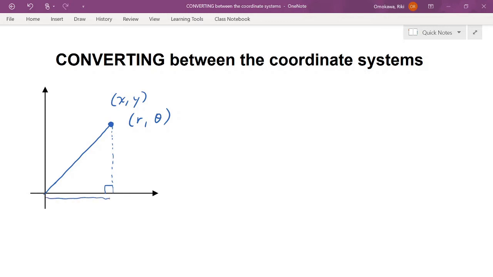This length right here would be x, right? Because we're going right that distance. And then this distance right there would be y because we're going up that distance. But then the direct distance from the origin to the point, that's r, right?